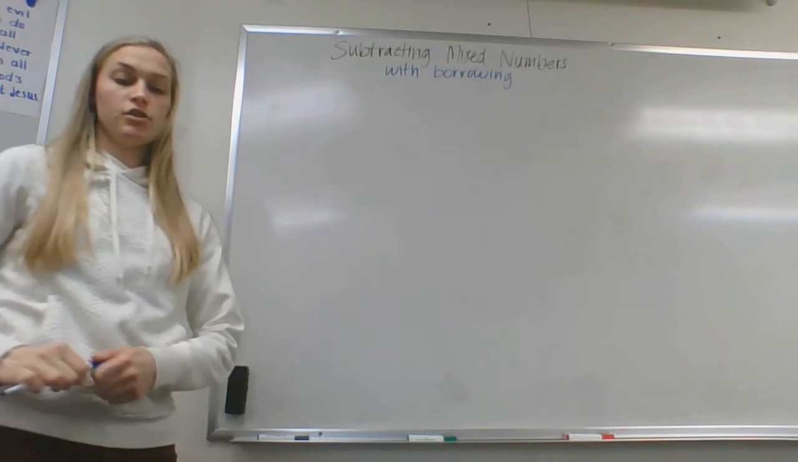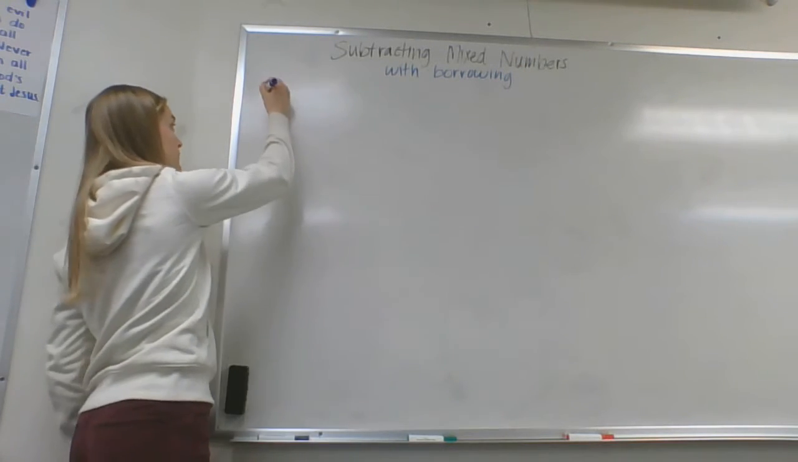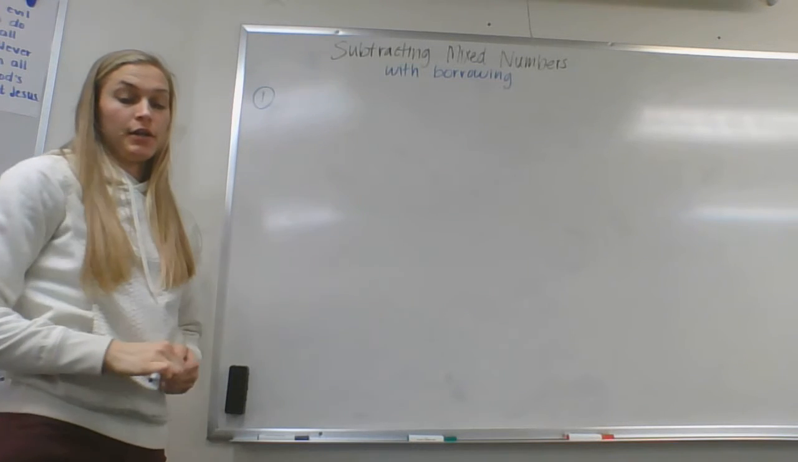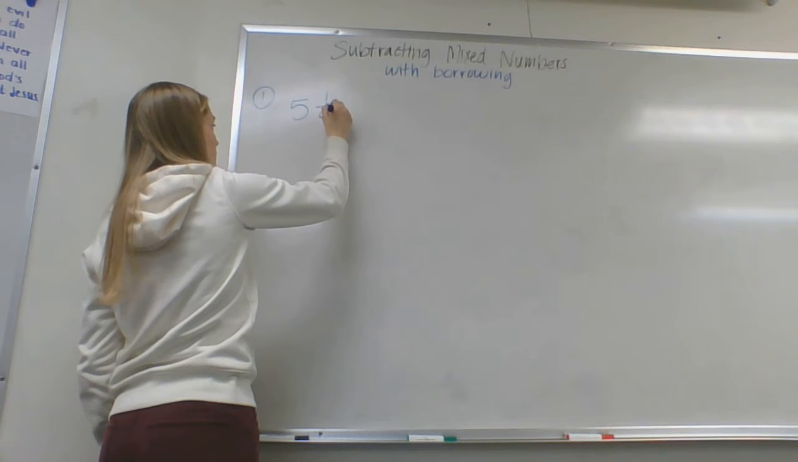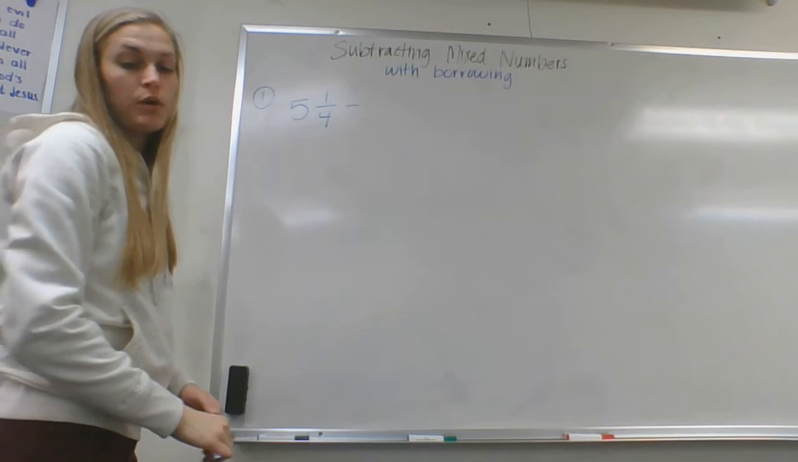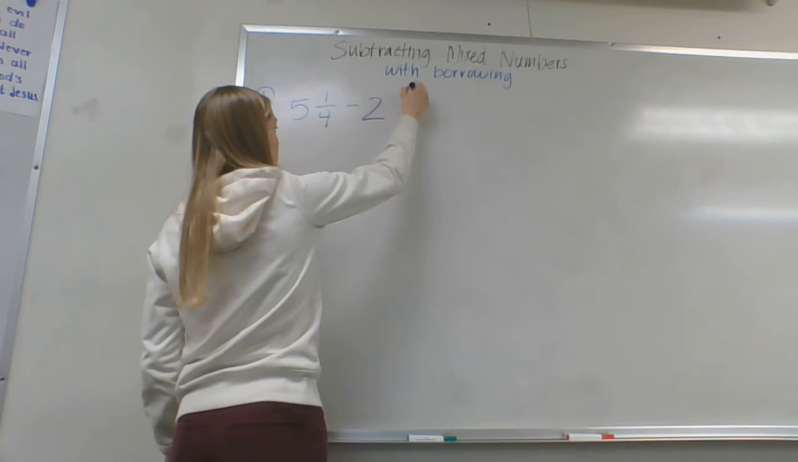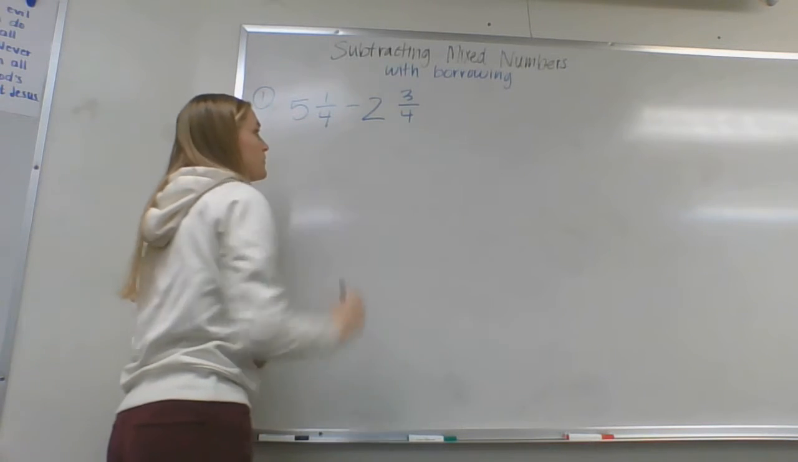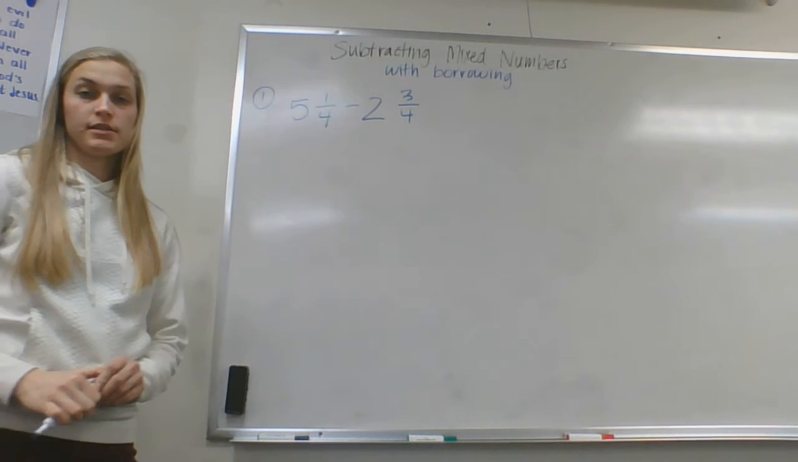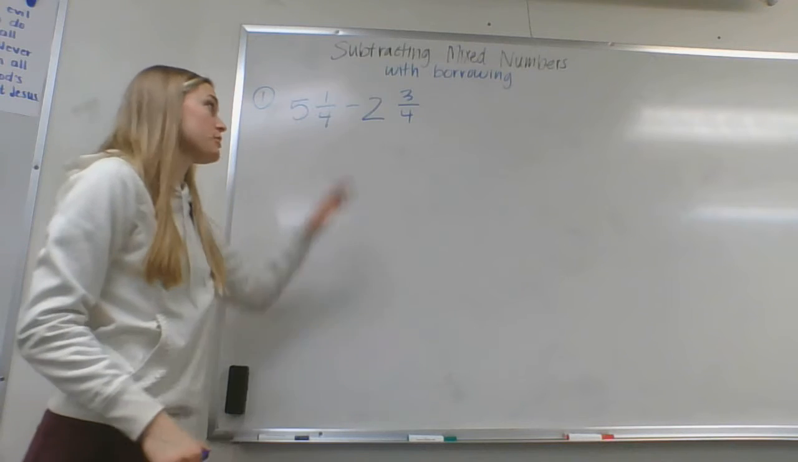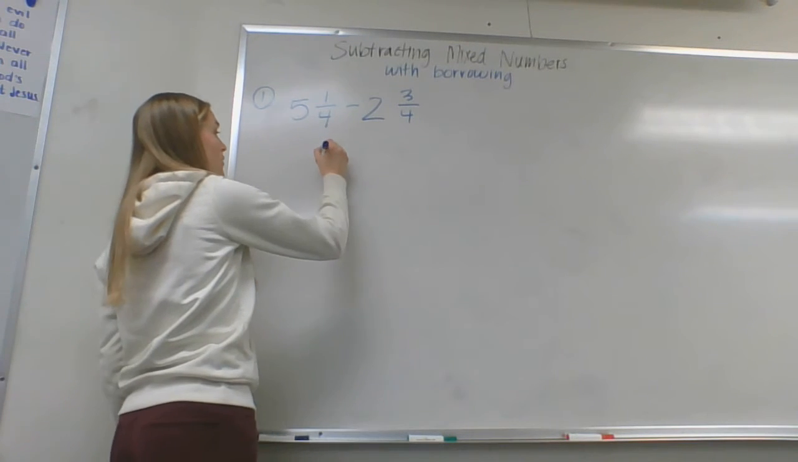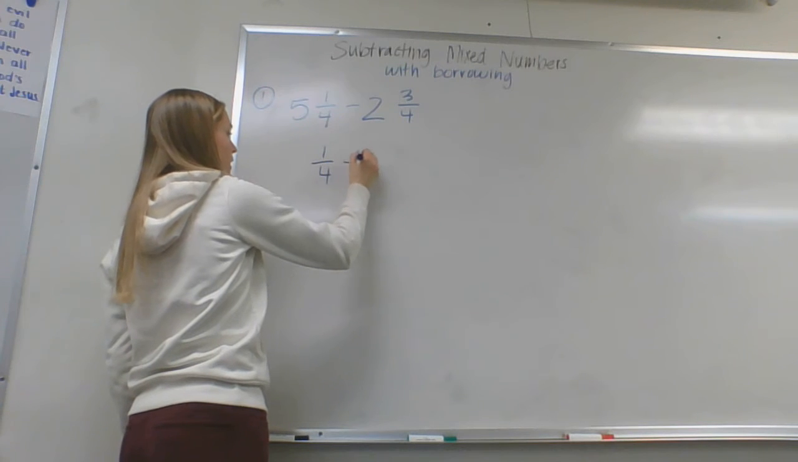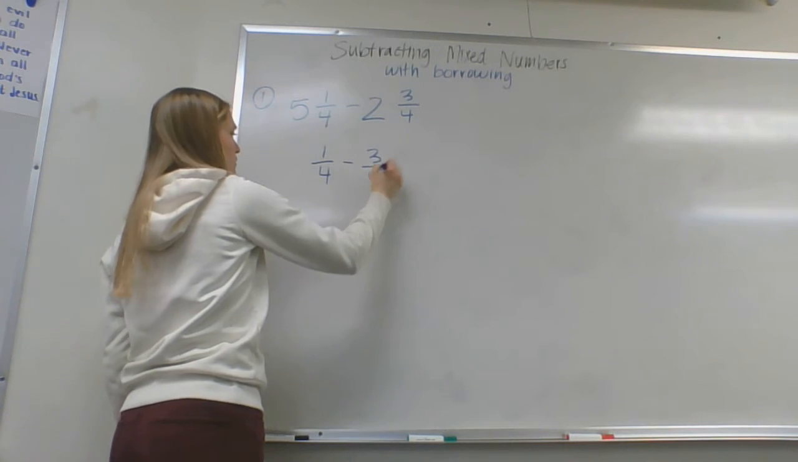Alright, so let's jump right into an example. We're going to start with 5 1/4. We're going to take away 2 3/4. Alright, so if we follow yesterday's steps, which we should, the first step is to subtract our fractions. So we're going to have 1/4 minus 3/4.